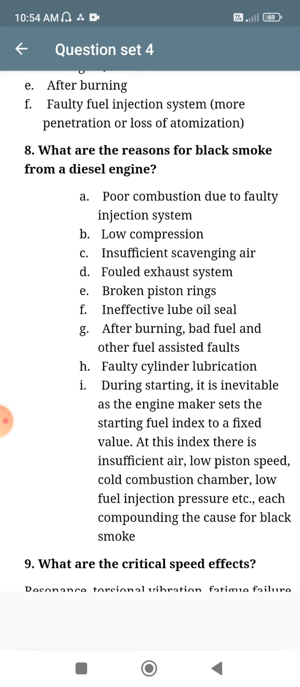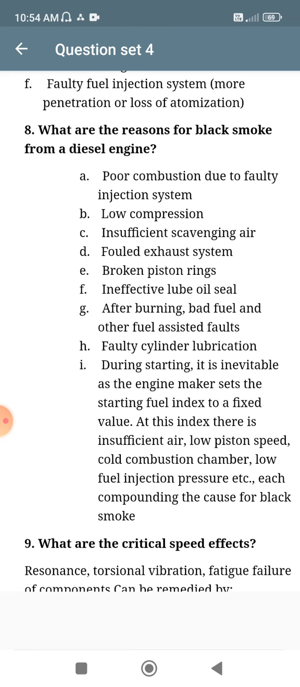During starting, it is inevitable, as an engine maker sets the starting fuel index to a fixed value. At this index, there is insufficient air, so low piston speed, cold combustion chamber, low fuel injection pressure, etc. Each is a compounding cause of black smoke.